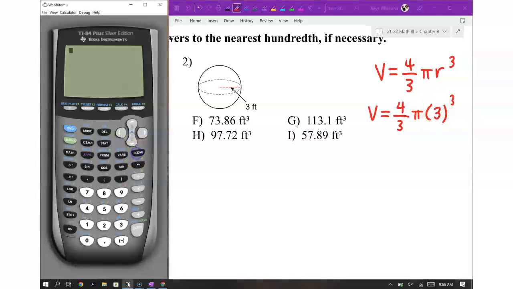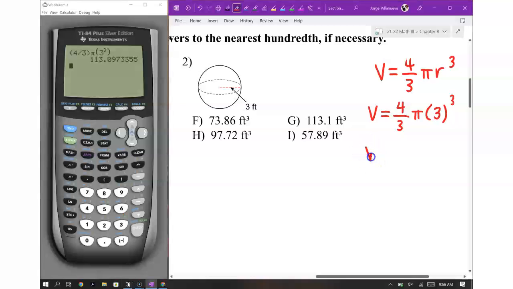So all I'm going to do is go to my calculator and type that in. 4/3. I'm going to put in a parenthesis so I know that it's a fraction. 4/3 times pi, where is my pi value? Here it is. Shift pi. And then 3 to the third. Whoops. Delete that. And go here. So there it is, 4/3 pi 3 to the third. I'm going to hit enter. And it gives me 113.